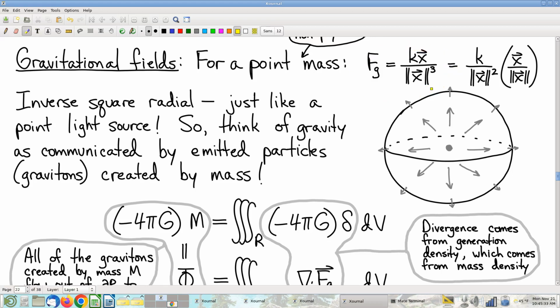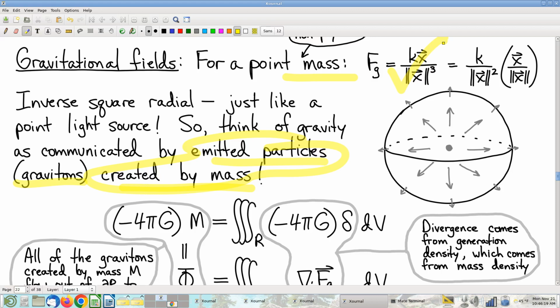Maybe, just maybe, gravity is actually, just like light, communicated by emitted particles. Let me say it differently. If gravity were actually communicated by little emitted particles, they call them gravitons, little emitted particles created by mass, how would you tell any difference? Right? And if it was emitted particles created by mass, just like light is, then the vector field would be exactly that. It would be exactly what we observe physically.